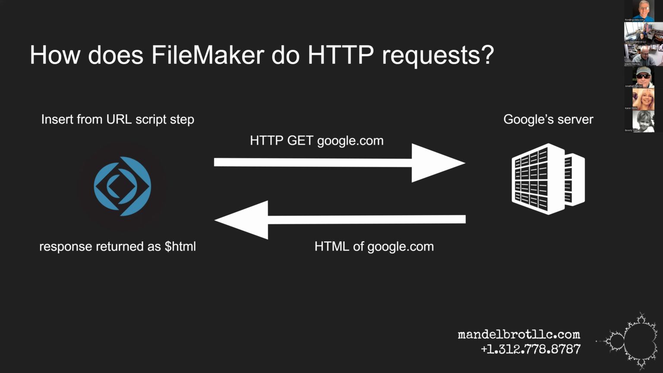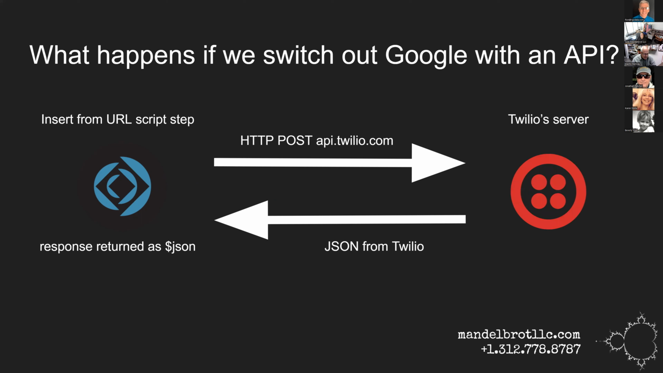So when you switch out Google with an API, you're basically doing the same thing, only you can now use different verbs. So it's not just give me the information. You can also post information, patch information. You can delete, you can put. There's a bunch of different verbs that are available to you. And the amount of information you can send along, you can send data, and you can send authentication credentials, right? A username and a password, or an API key. Those allow you to do a lot more interesting things, right?